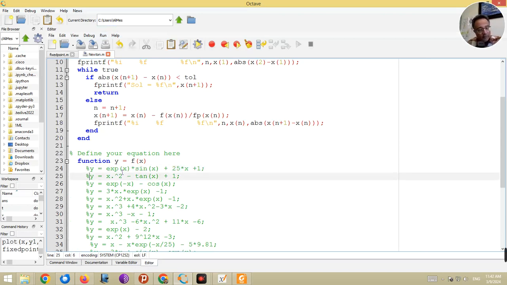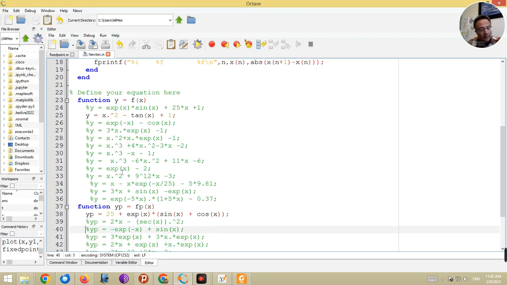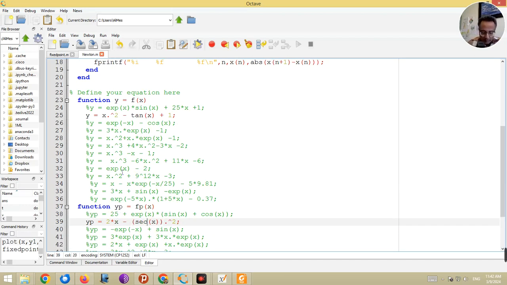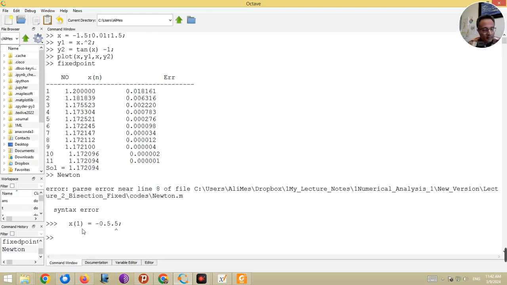Now, let me try the same equation in Newton method. This is the main equation. Y is x squared minus tangent of x plus 1. And this is the derivative, 2x minus secant of x squared. Okay, let me save and run. The solution, let me see what happened.